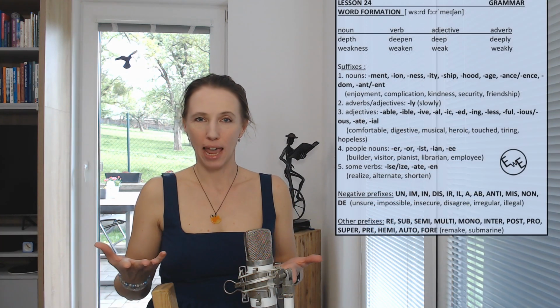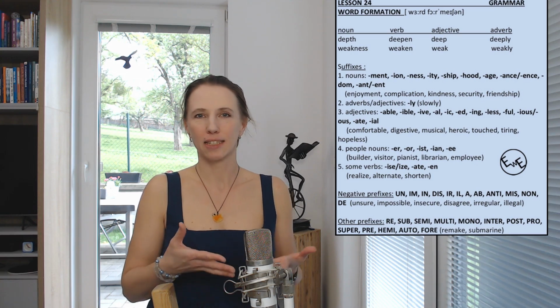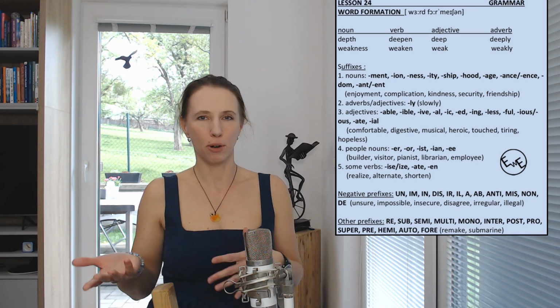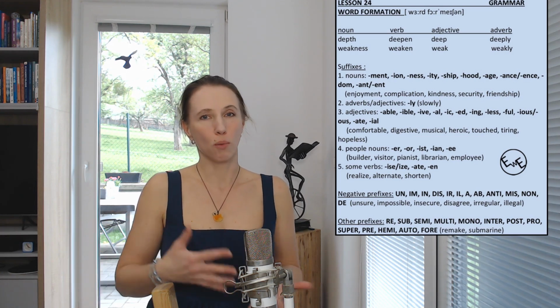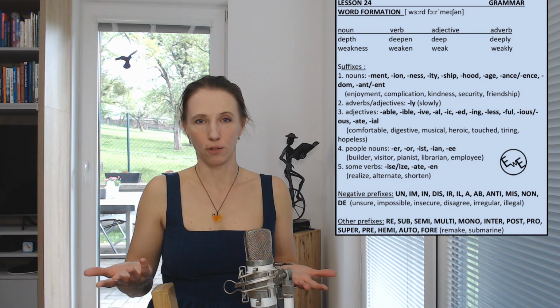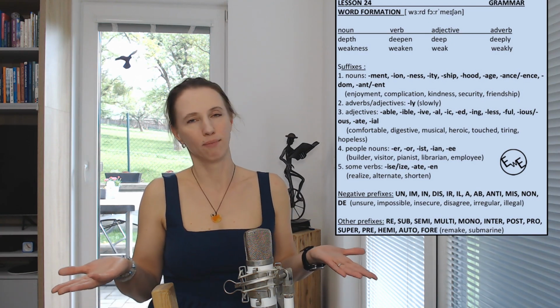Welcome to lesson 24. Let's learn about word formation in English. You can create new words in English by adding suffixes or prefixes to the word. You can also loan the word from a different language, like pizza or sushi.